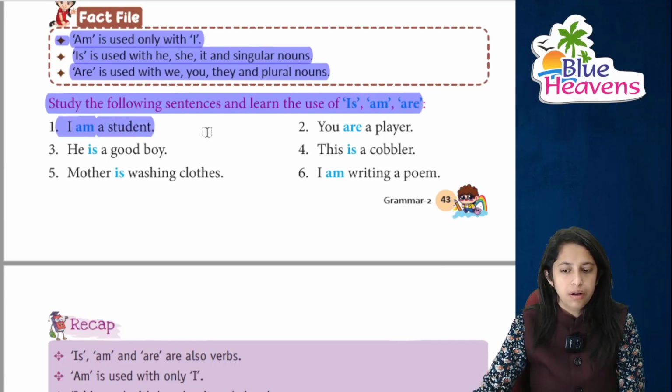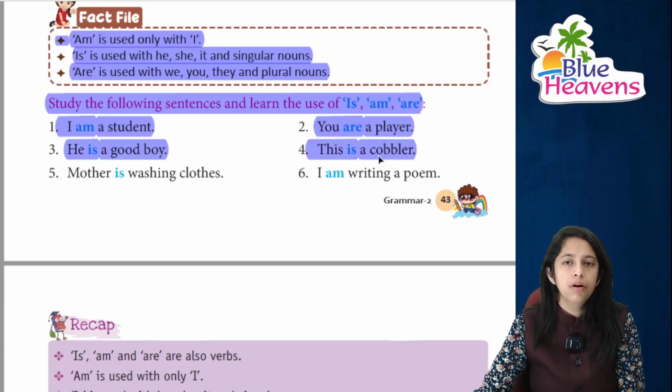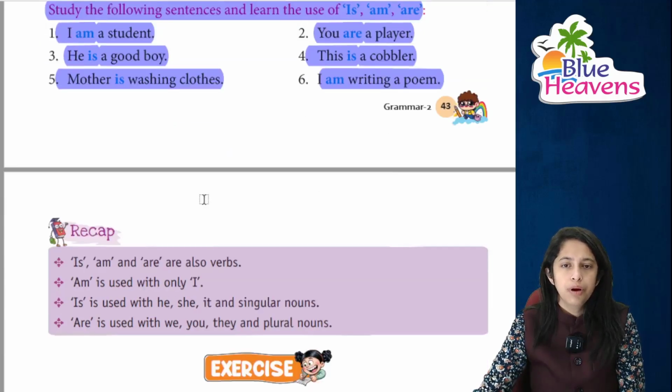I am a student. मैं एक student हूँ. You are a player. आप एक player हैं. He is a good boy. वो एक बहुत अच्छा लड़का है. This is a cobbler. Cobbler we all know who mends our shoes. And mother is washing clothes. Mother क्लोथ्स को धो रही हैं. And I am writing a poem. मैं एक पोएम लिख रही हूँ.